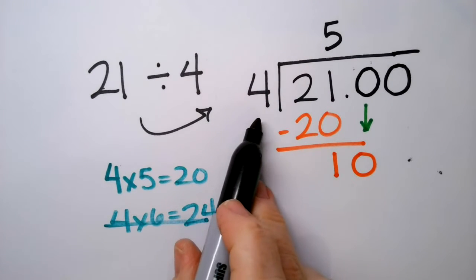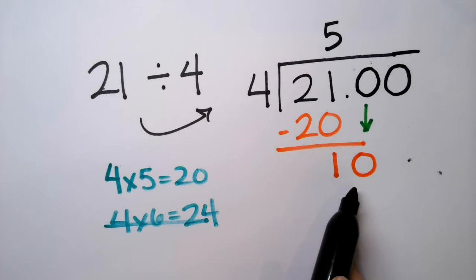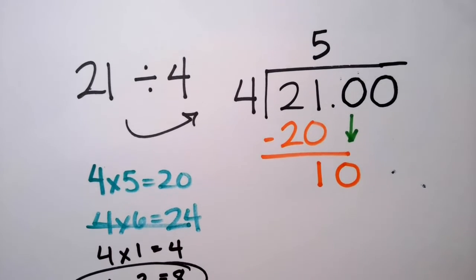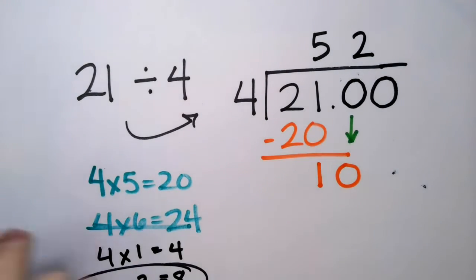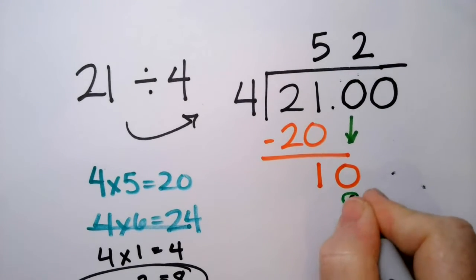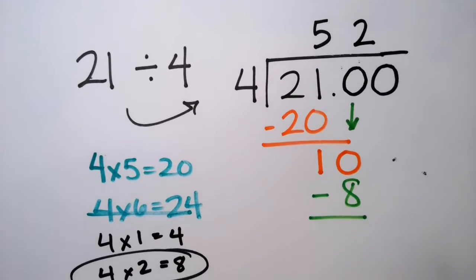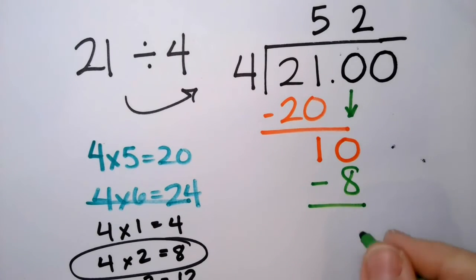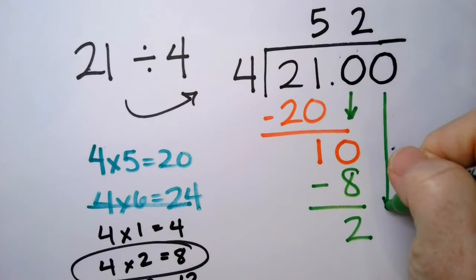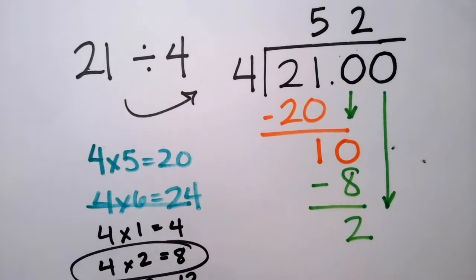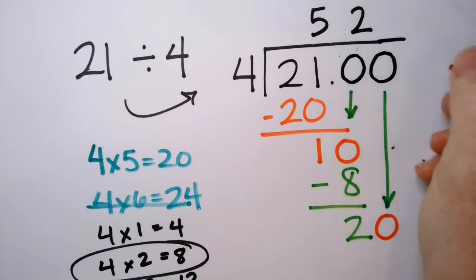We have 4. How many times does 4 go into 10 without going over? 4 times 2 is 8. So I've got a 2 here. 2 times 4 is 8, and we'll take the difference. 10 minus 8 is easy to do, right? 2. And then we're going to drop that next 0 down. You just keep adding zeros as many as you need.